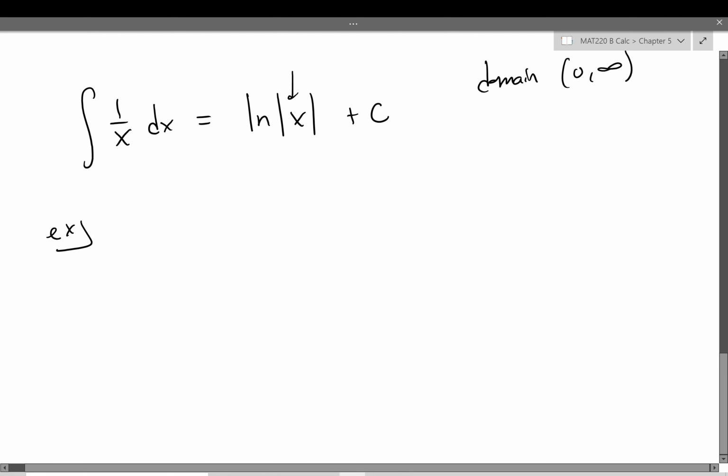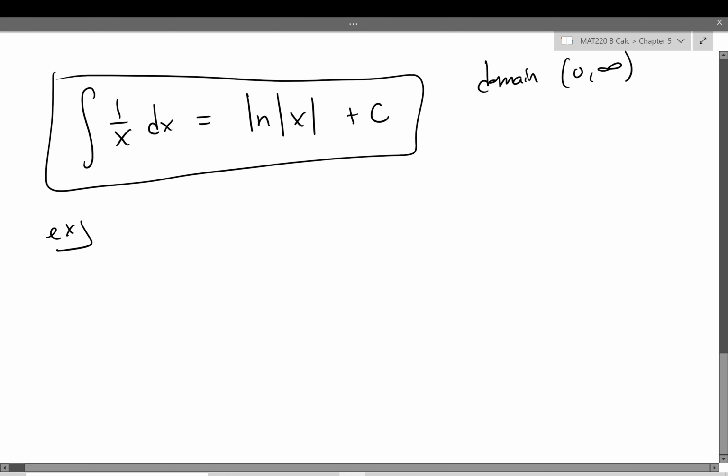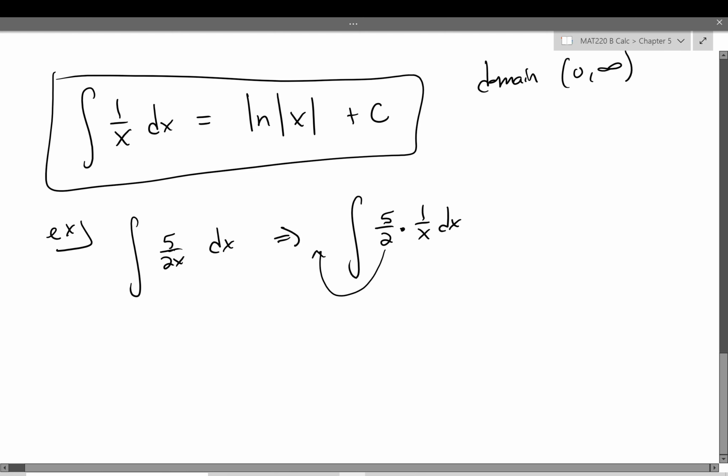So here's our rule. Let me erase that sign. There we go. So we have the integral of 5 over 2x dx. Now what I'm going to do here is write out my steps just so you can see what I'm doing. I'm going to separate that: 5 over 2 times 1 over x dx. The reason why I did that is I'm going to pull the 5/2 out front.